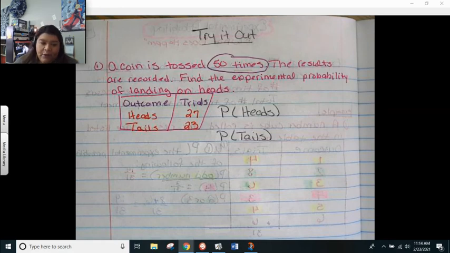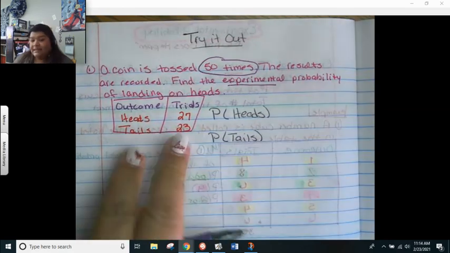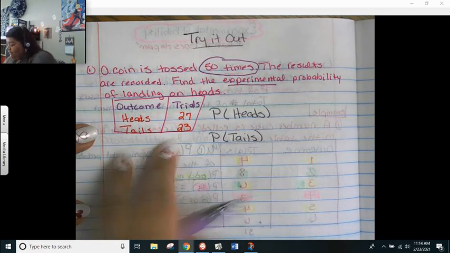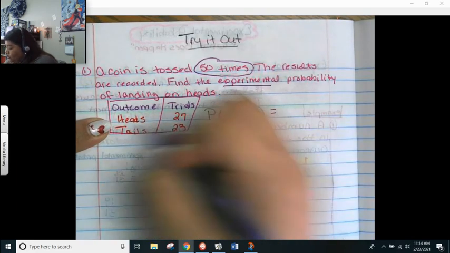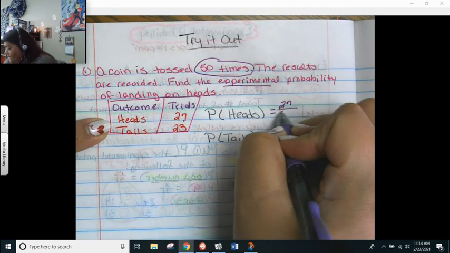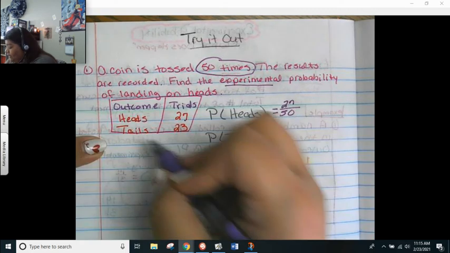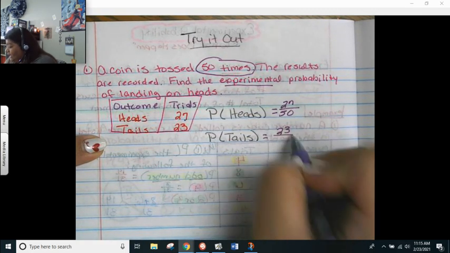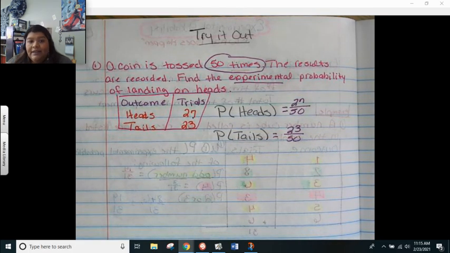So I know the theoretical probability is 1/2, but here they're specifically saying experimental, which means I have to look at the trials they actually did. So the experimental probability of getting heads was 27 times they landed on heads out of 50. And that can't be simplified. The probability of getting tails was 23 times they landed on it out of 50. That's it. That's all there is to it on experimental.